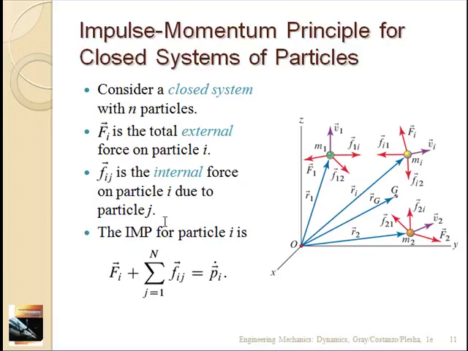And the impulse momentum principle for an individual particle, which is true based on what we just did, is that the external force plus the sum of these internal forces equals the time rate of change of the momentum for that particle. So this is the differential form of the impulse momentum principle for a single particle.